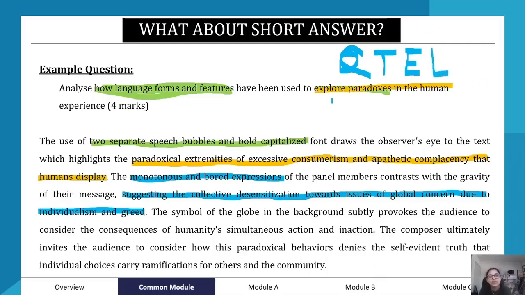So I think this is really good because it helps me remember that I have to actually have a quote, I have to have a technique, and then I really need to have an effect, and then link it back to the question. So I recommend, if you're struggling with that, try and use QTEL. Like it just sticks in your head. So that's the first piece of evidence.